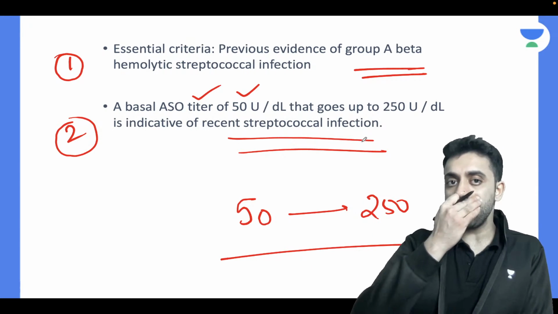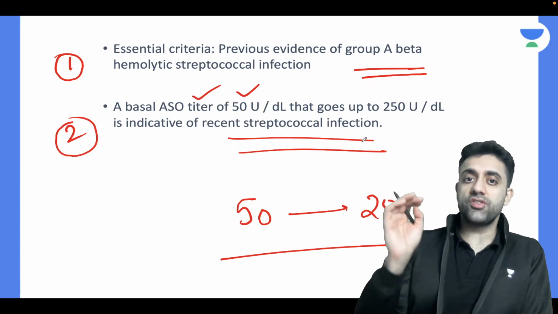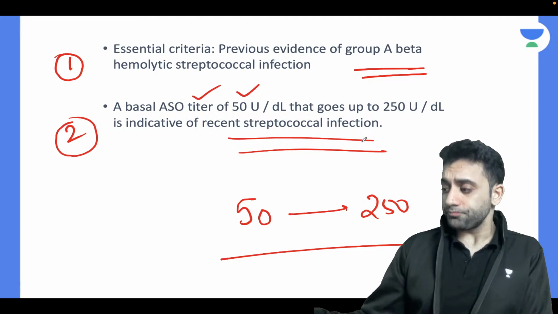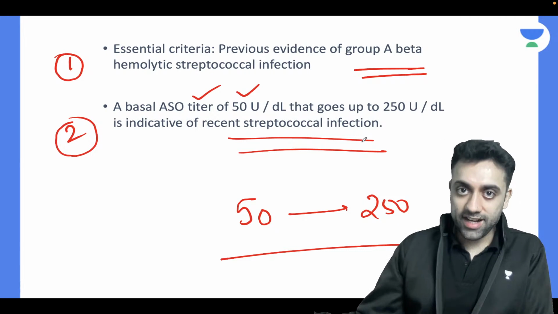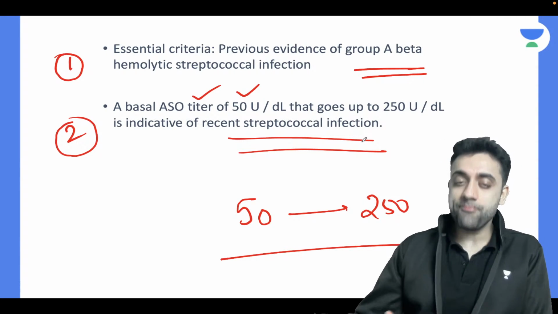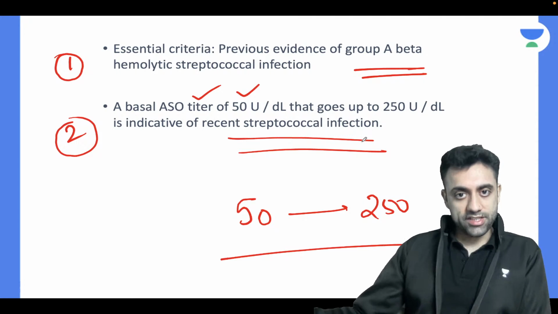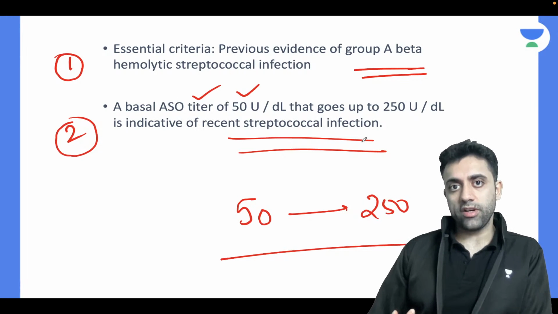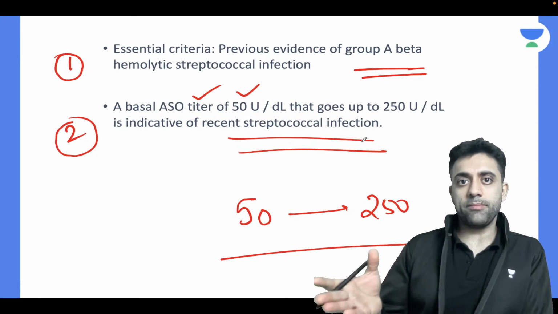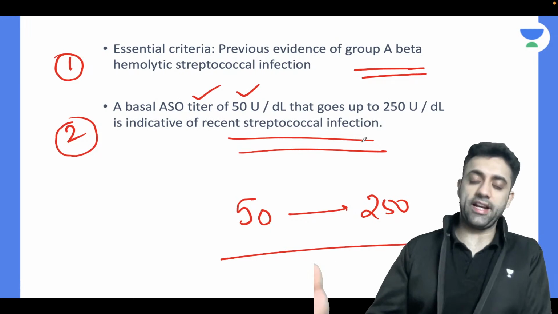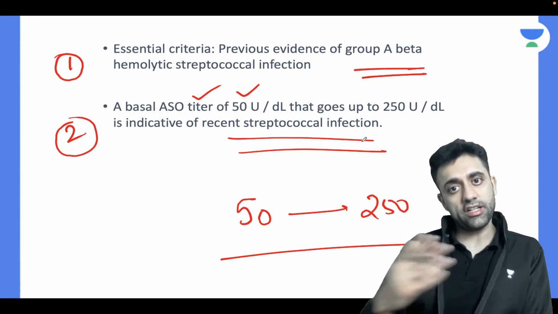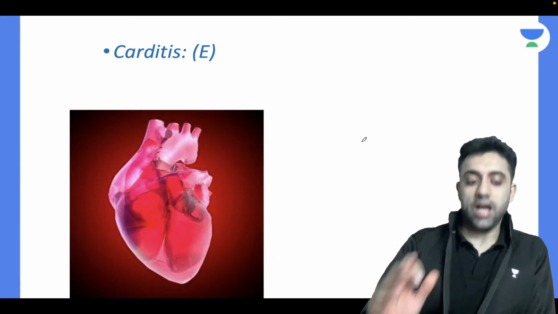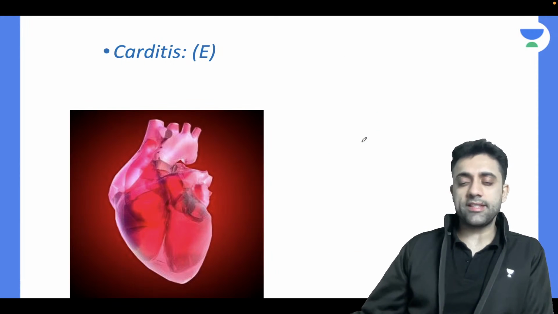So in essential criteria, we need to understand the recent streptococcal infection. That's just one very important thing we should know. We have major criteria, minor criteria, and essential criteria. In essential criteria, there should be recent evidence of group A beta hemolytic streptococcal infection, which I will understand by seeing the rising of the titer. The ASO titer, which was 50, can go up to 250, indicating recent infection.